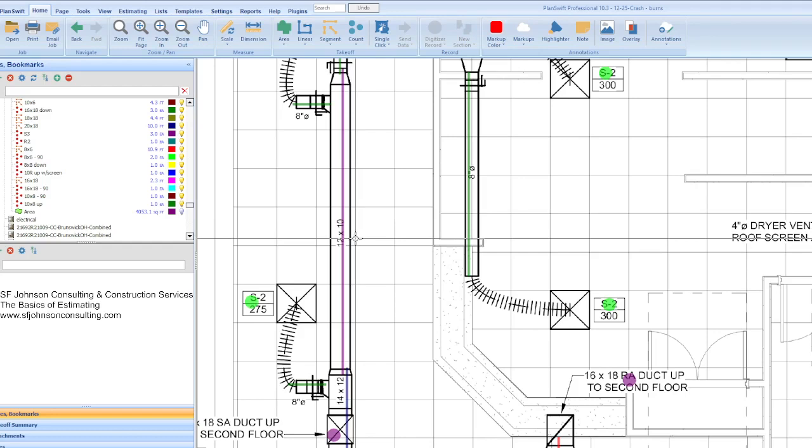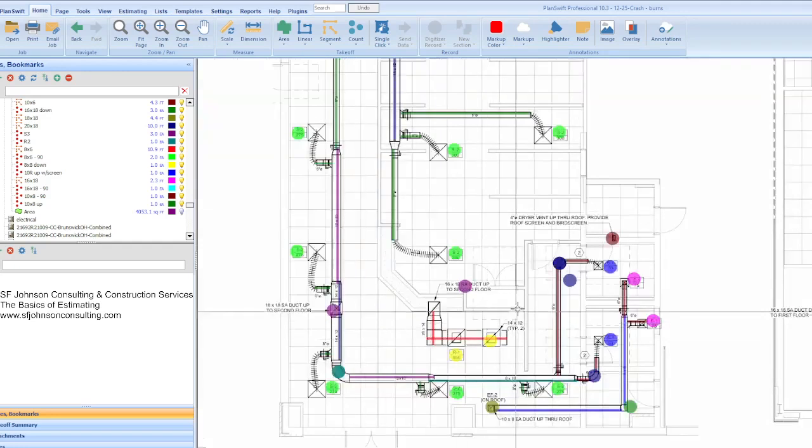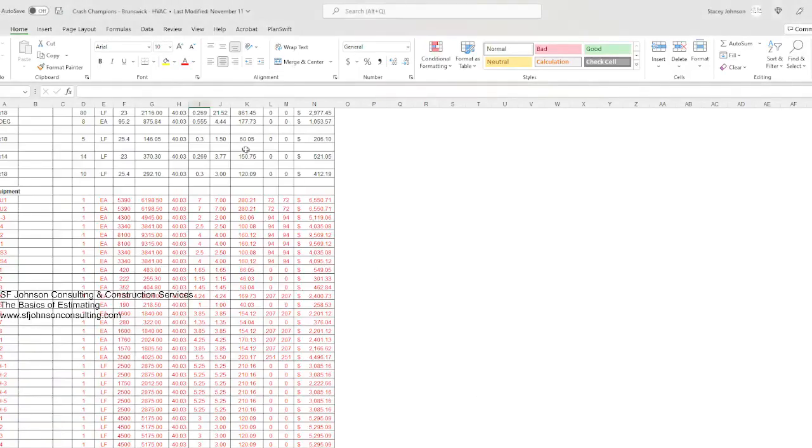Okay, and one last thing is usually the ductwork has a 1-inch insulation lining. So you have to account for that because a lot of the cost books just give you the cost per linear foot for the ductwork, but not the lining.